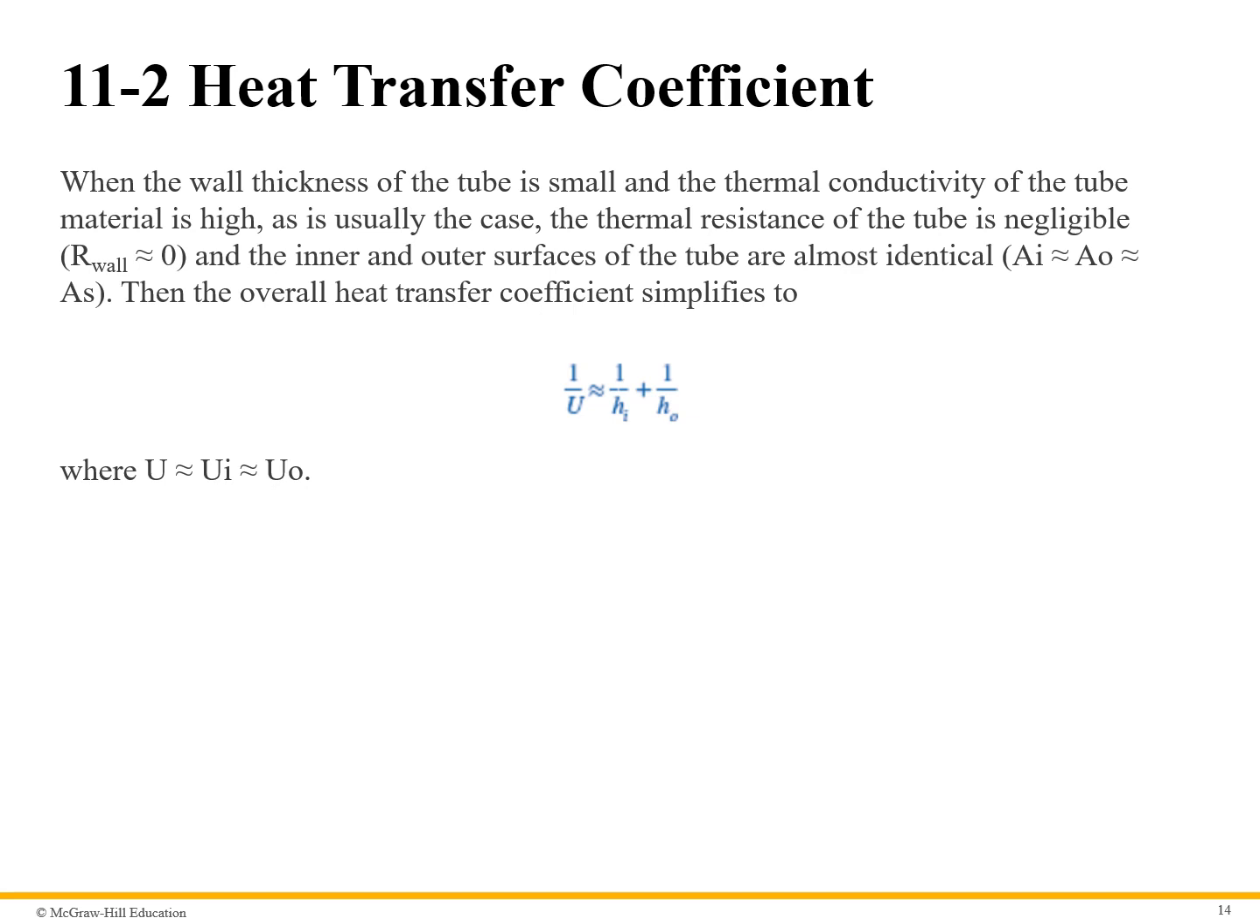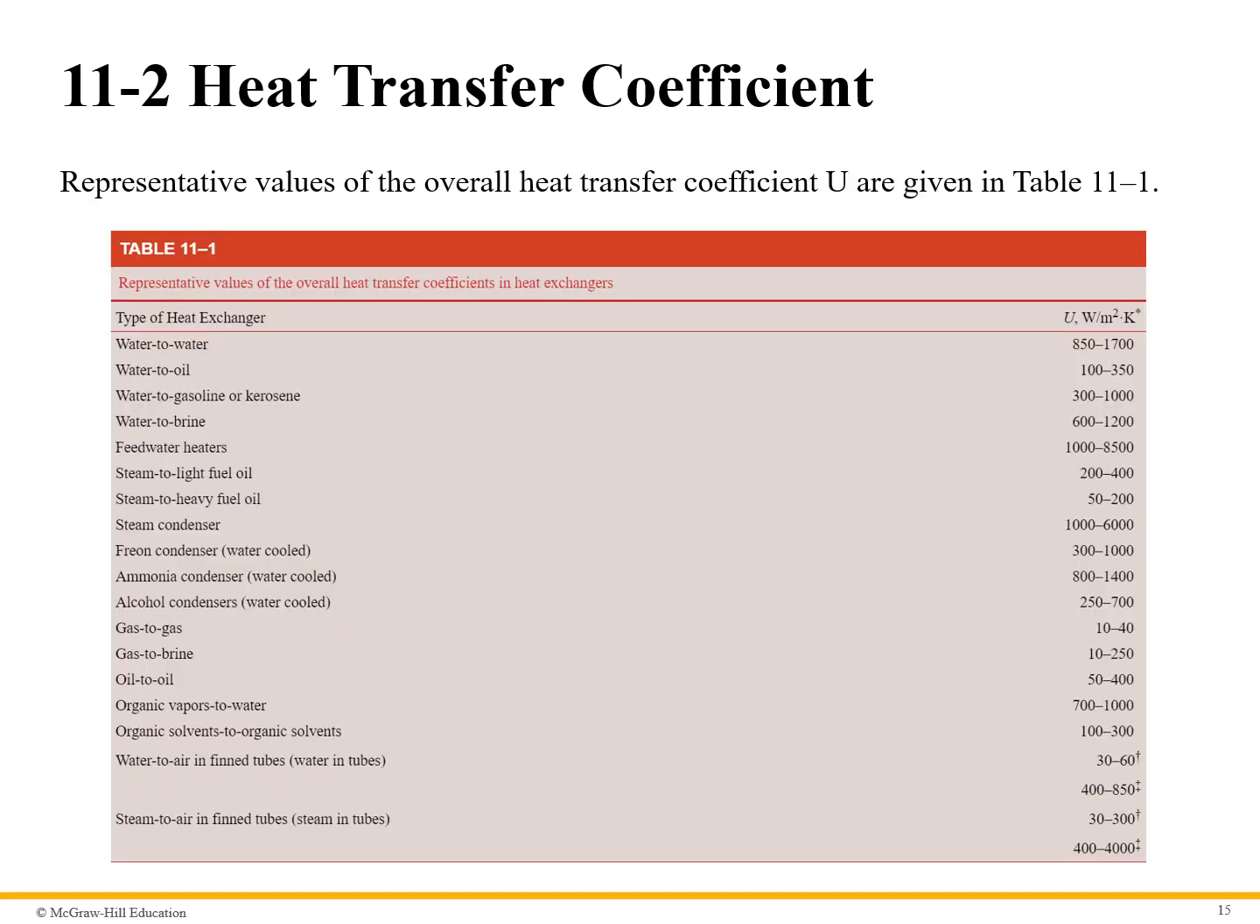We'll use this equation in an example, and I'll show you how these work later. It's good to know that when the wall thickness of the tube is small and the thermal conductivity of the tube material is high, which is usually the case, the thermal resistance of the tube is negligible, and the inner and outer surfaces of the tube are almost identical. Therefore, the overall heat transfer coefficient simplifies greatly to the following. Representative values of the overall heat transfer coefficient U are given in table 11.1. In this case, we can see that it's tabulated by the type of heat exchanger and the value for U, the overall heat transfer coefficient.